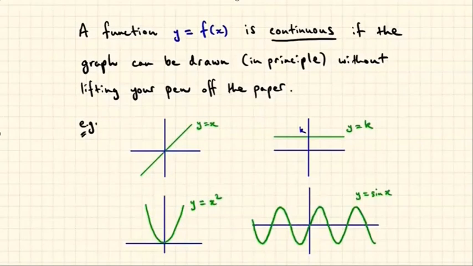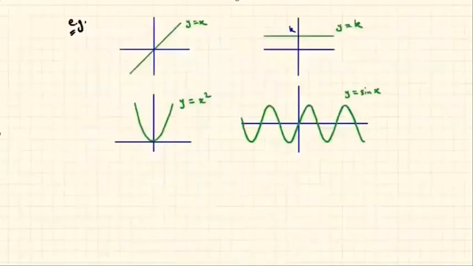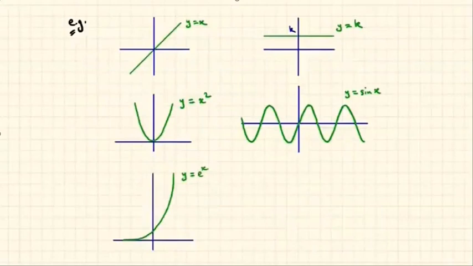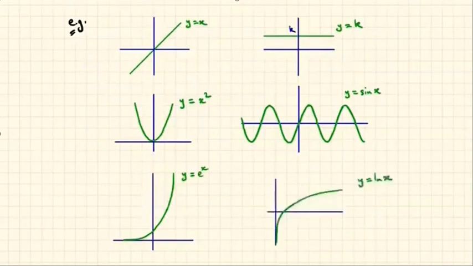Same is true also of the graph of y equal x squared, y equal sine x, y equal e to the x, and y equal to ln of x. They're all continuous functions that could be drawn without ever lifting your pen off the paper.